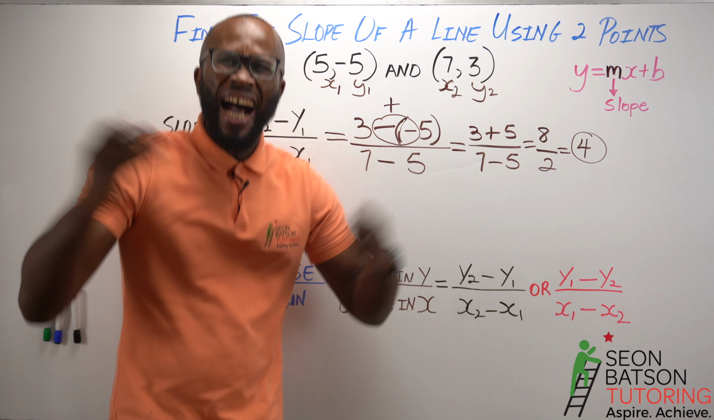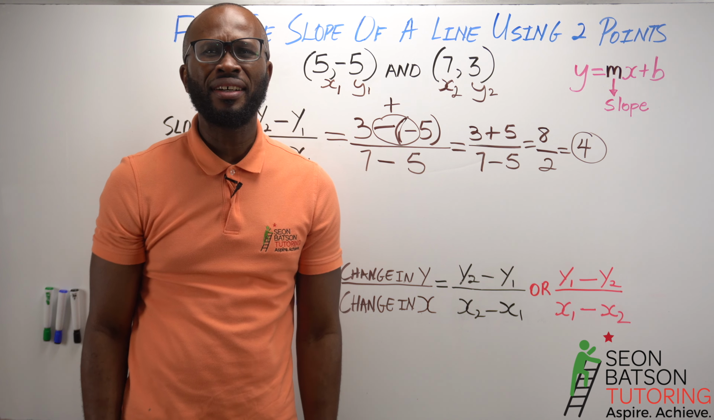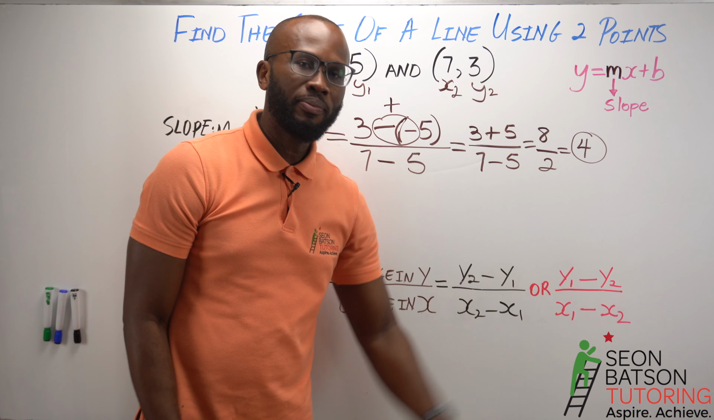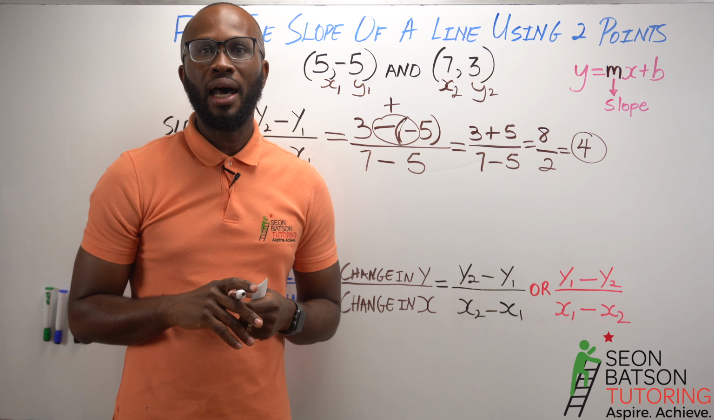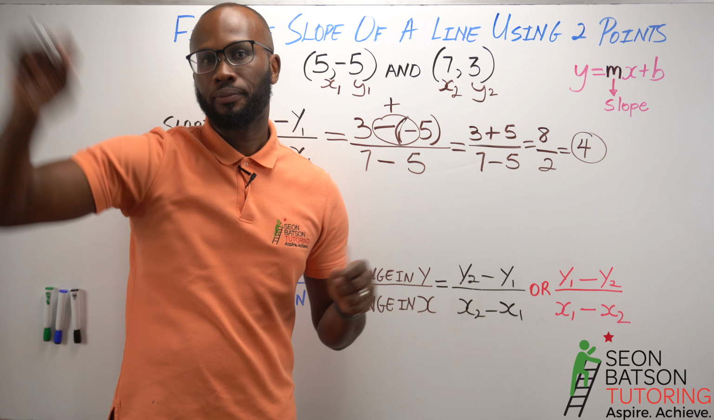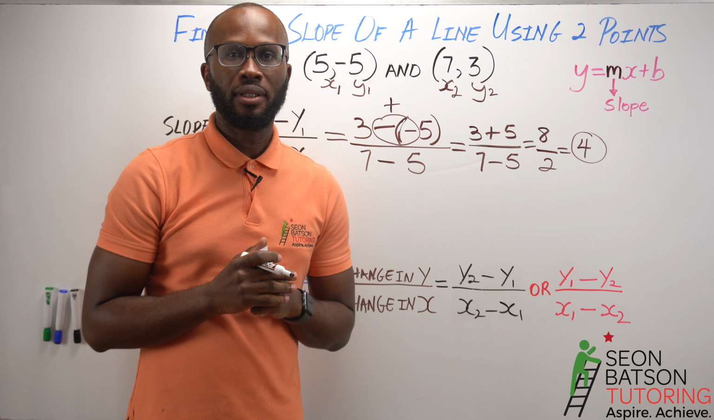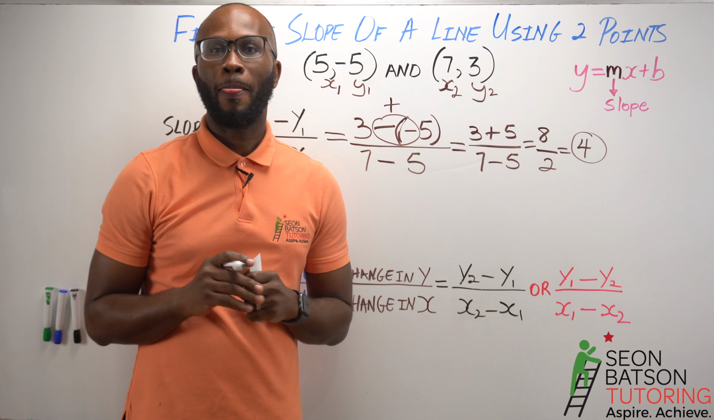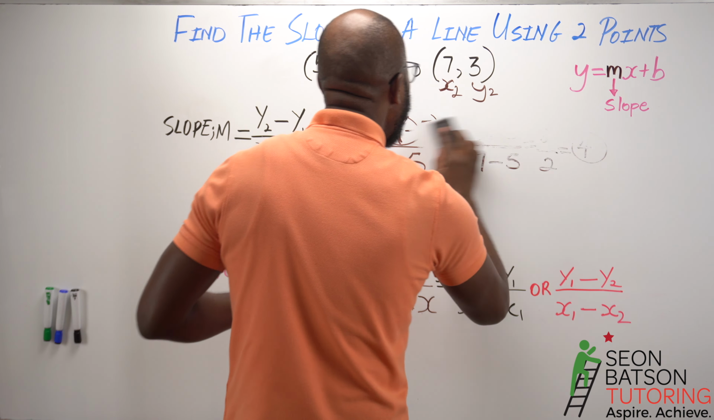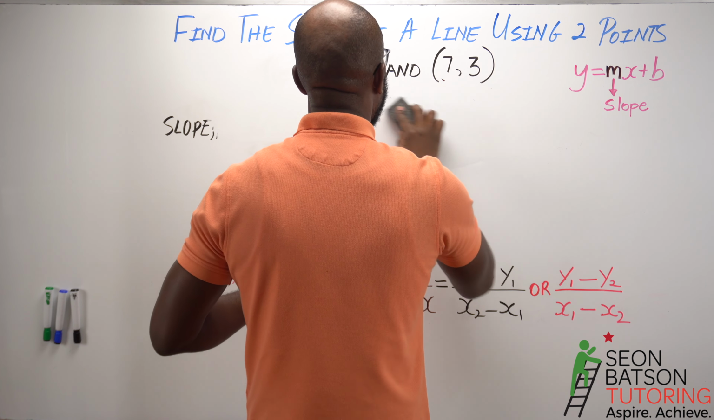Yes? How was that? It's very simple stuff. Now, whenever your slope is positive, our line will go upwards. Whenever you have a positive slope, the positive slope tells us that your line should be going upwards. Yes? It's very simple stuff, very fun stuff.